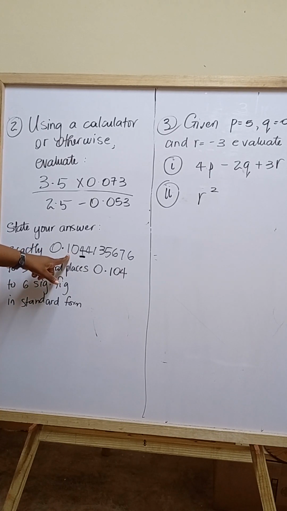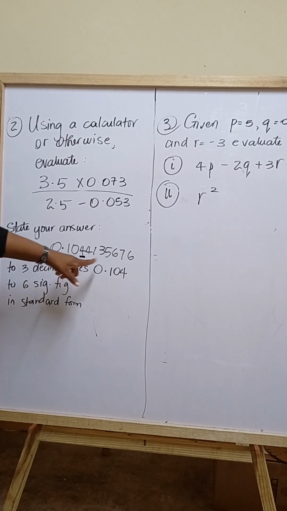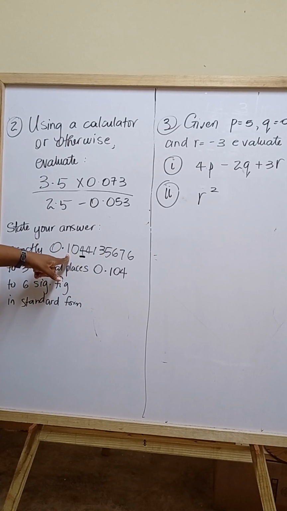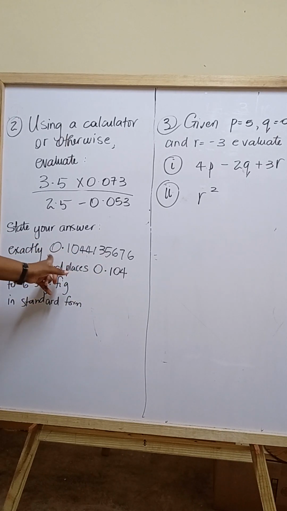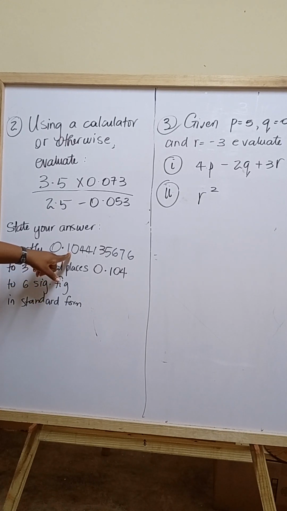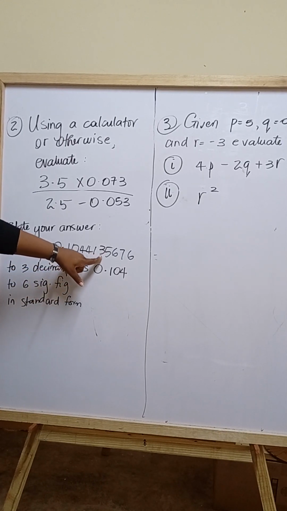Significant figures. Remember, when you're identifying significant figures, you must start counting from the first non-zero digit. So this is the first non-zero digit in the number, so this is the first significant figure. All the digits after the first significant figure are significant. So this is the first, second, third, fourth, fifth, sixth. So we want to round off this value to 6 significant figures. So we're going to count 1, 2, 3, 4, 5, 6.